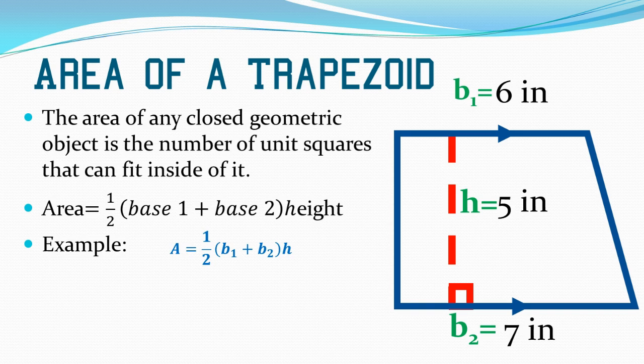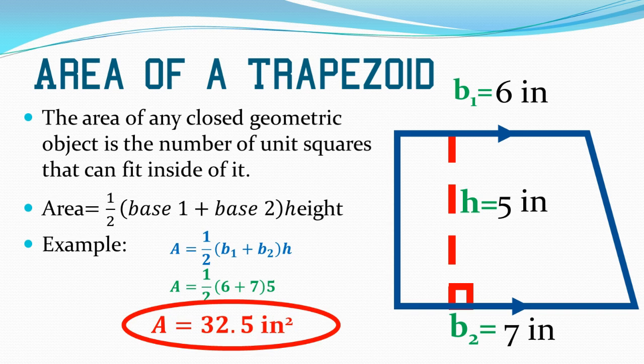The bases are always the parallel sides of the trapezoid, and the height is always the perpendicular distance between these bases. I just need to substitute those values in. 1/2 times (6 for base 1 plus 7 for base 2) times 5 for the height. I would have to calculate this following the order of operations. 6 plus 7 is 13. 13 times 1/2 is going to give me 6.5. 6.5 times 5 gives me 32.5 inches squared.